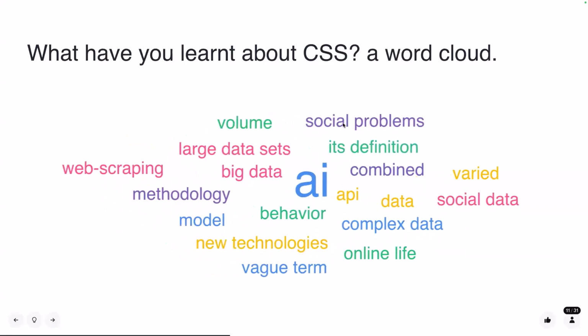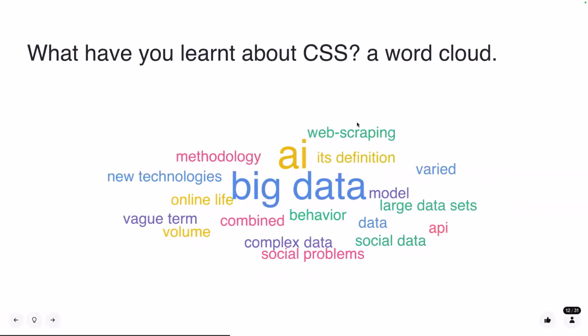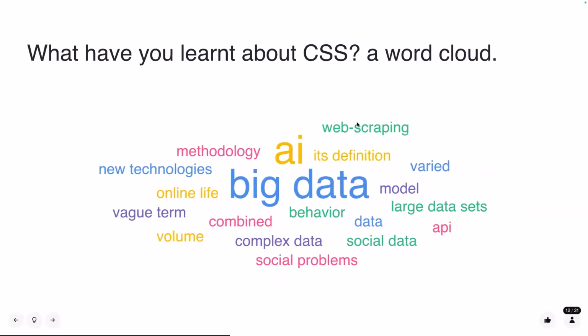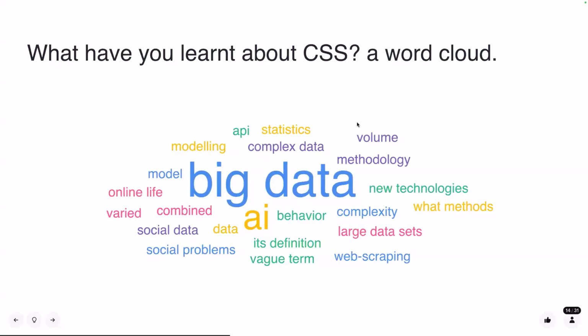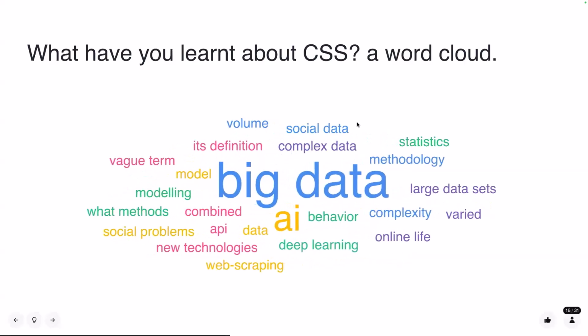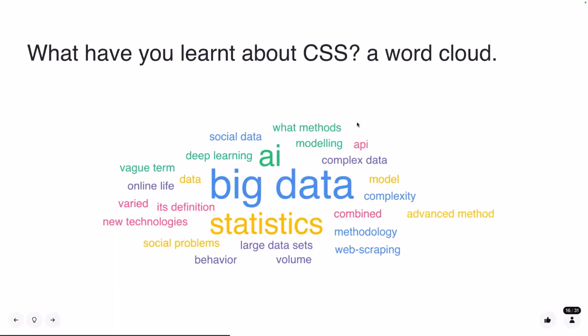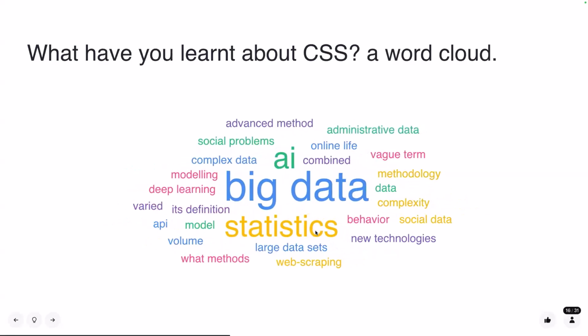Social problems, yeah, so that social science element, web scraping, we've got some people that have put new technologies, yeah, for sure. Big data, so yeah, it's about, like we said, that volume of data, which some of you have said. Advanced method, varied online life, AI is coming up quite big, statistics. So yeah, thanks for everyone. This is just nice for me to get an idea of where we're at, maybe some things that I can then cover as we go throughout the webinar.